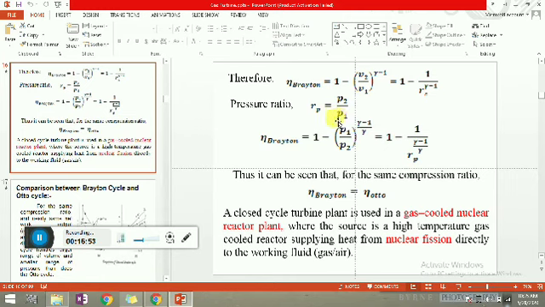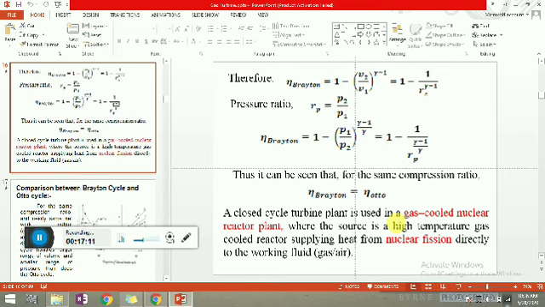We know that RP, the pressure ratio, is equal to P2 by P1. Taking the reciprocal of this, P1 by P2, that is 1 by RP to the power gamma minus 1 by gamma. It can be seen that for the same compression ratio, the efficiency of the Brayton cycle is equal to the efficiency of the Otto cycle.